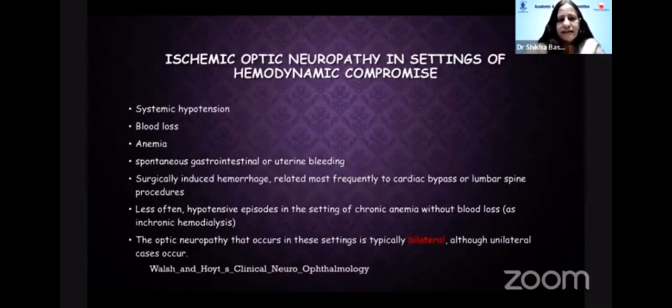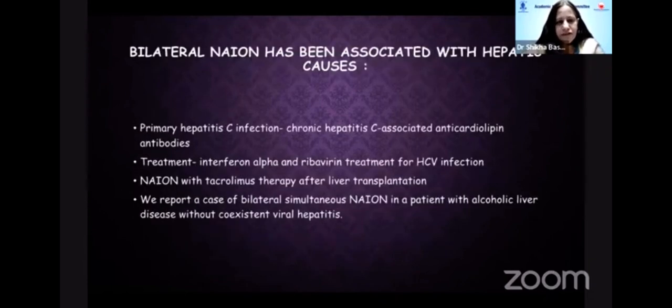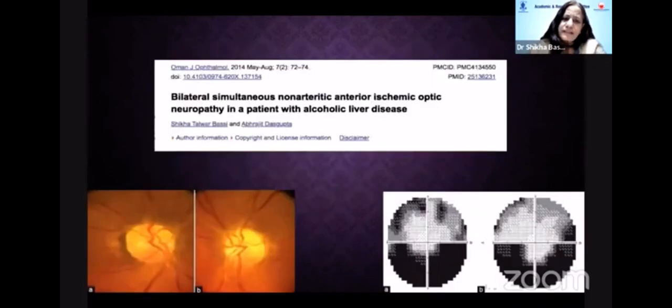So coming to the last entity, that is ischemic optic neuropathy in the setting of hemodynamic compromise, like systemic hypotension and blood loss, which is seen in patients with spontaneous gastrointestinal bleeding or uterine bleeding or surgically induced hemorrhage. Patients develop bilateral simultaneous ischemic optic neuropathies. Other conditions where you can have bilateral simultaneous neuropathy is hepatic causes like hepatitis C, where they're getting treated with interferon alpha. We've also reported a case of bilateral simultaneous non-arteritic ischemic optic neuropathy.